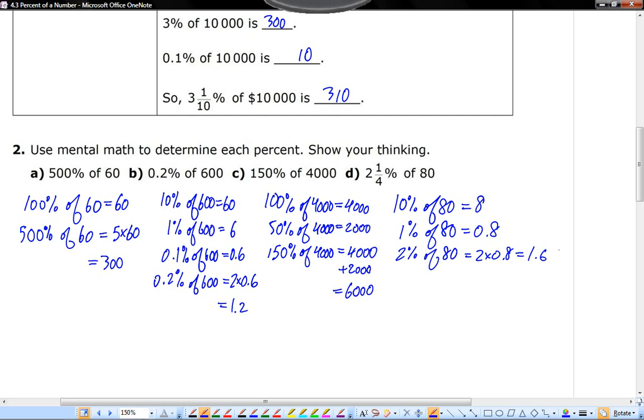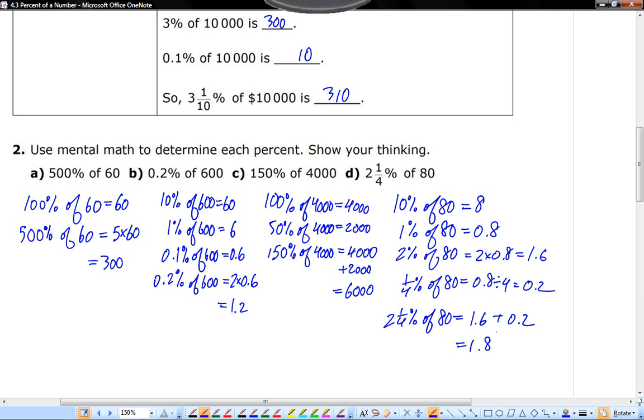And then to find 1/4% of 80, it's 1/4 of the 1%, so it's 0.8 divided by 4, which is 0.2. So that means that the 2.25% of 80 is the 2%, which is 1.6, plus the 1/4%, which is 0.2, added together gives you 1.8.